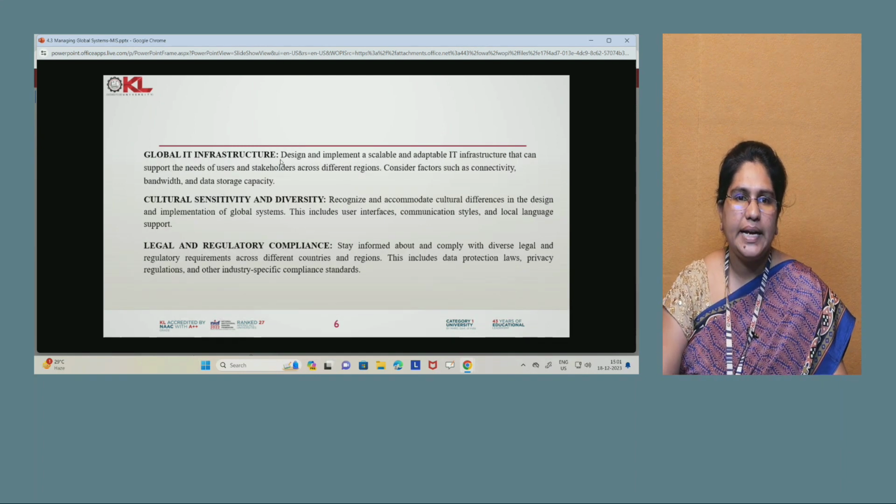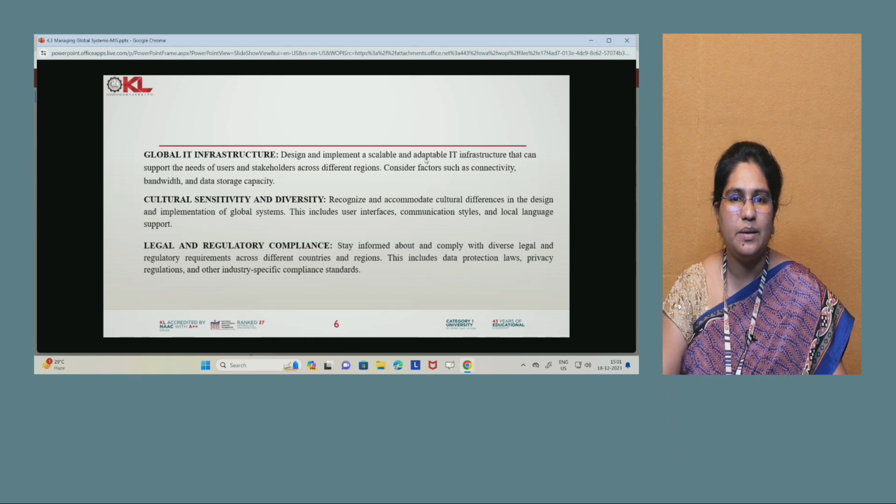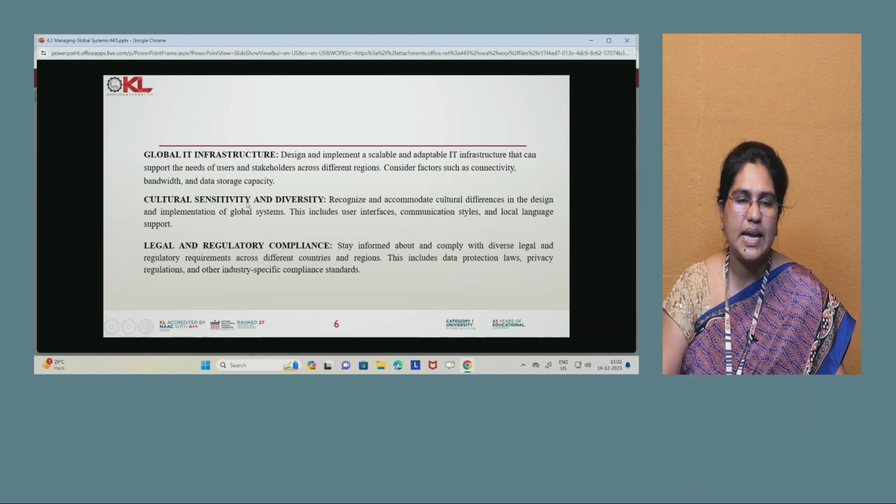So global IT infrastructure, what is it? It is to design and implement a scalable and adaptable IT infrastructure that can support the needs and uses of stakeholders across different regions. And after that, cultural sensitivity and adaptability. It recognizes and accommodates cultural differences in the design and implementation of global systems, and this includes user interfaces, communication styles and local language support also.